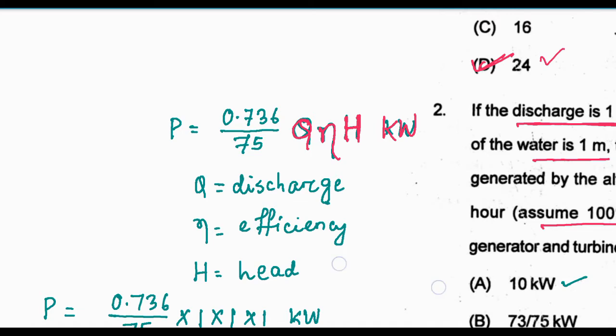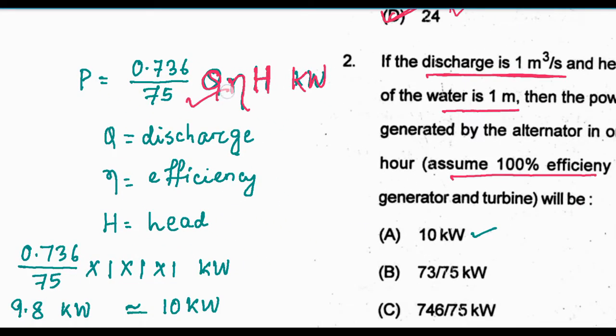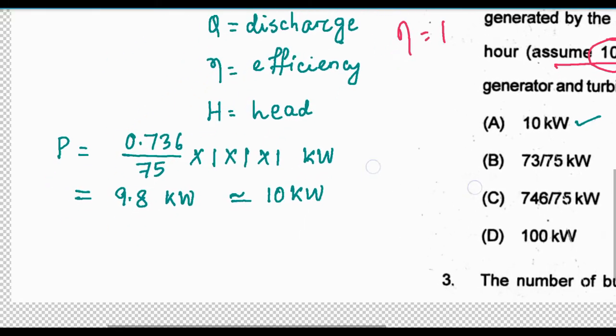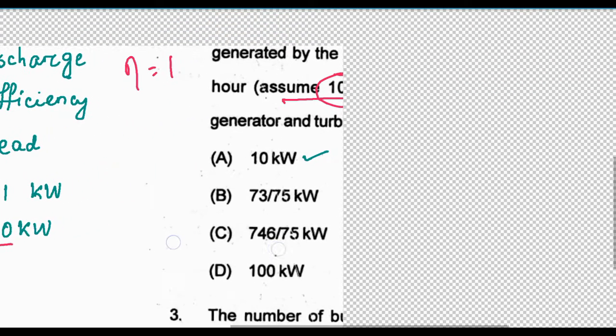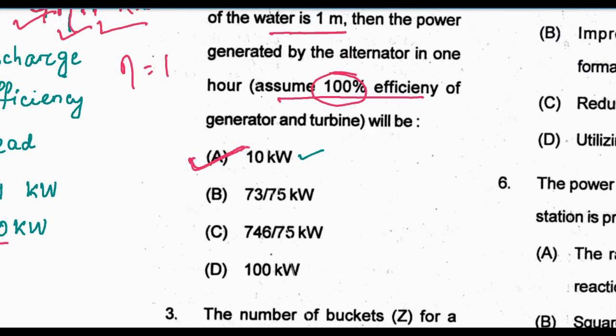So what do we have? Discharge, efficiency and head are all 1, because for 100% efficiency we take eta to be 1. So here what we will get is 0.736 by 75, which is equal to 9.8 kilowatt. So we can take it to be 10 kilowatt. So here the answer is option A.